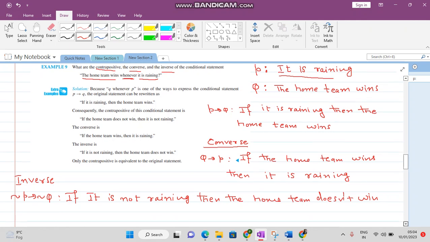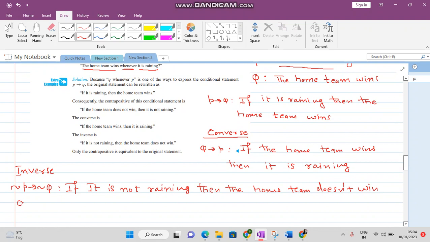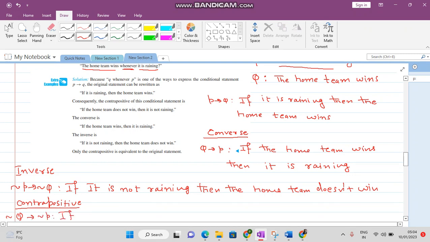And what is the contrapositive statement? Next we want to write the contrapositive. It is expressed as negation of Q implies negation of P. So what is the negation of the Q statement? If the home team does not win, then it is not raining. So in this way you can write the converse, inverse, and contrapositive of your given propositions.